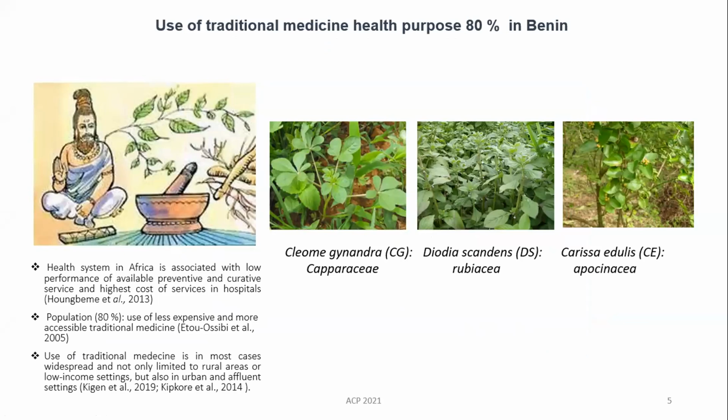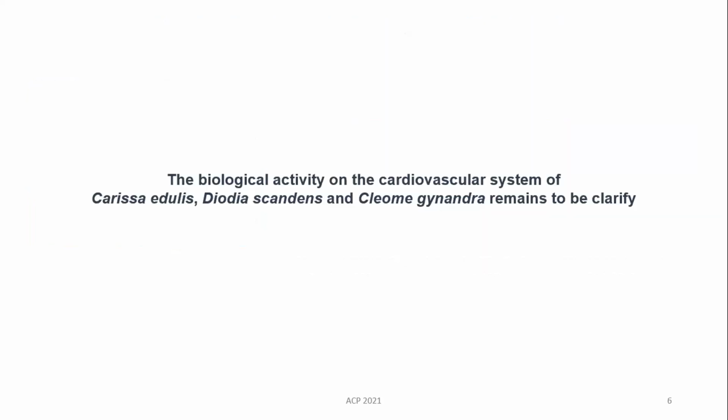The health system in Africa is associated with a low performance of available preventive and curative services and a higher cost of service in hospital. So the population uses traditional medicine because it is more accessible and less expensive. Cleome gynandra, Diodia scandens, and Carissa edulis are three plants used in Benin for the treatment of hypertension. Now the question is what is the biological activity on the cardiovascular system of Carissa edulis, Diodia scandens, and Cleome gynandra. The question is to clarify this activity of the plants.